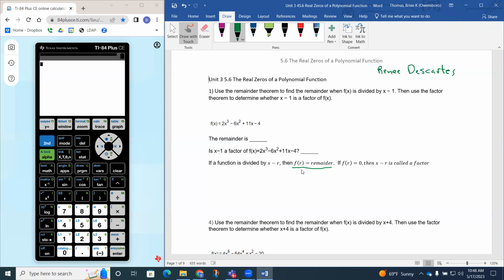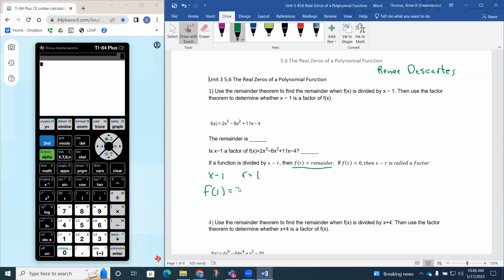So we have this cool little remainder formula, f of r equals the remainder. The catch is, if f of r is equal to 0, then x minus r is also called a factor. So this is the remainder theorem, and this is described as the factor theorem. If I want to find the remainder of this, instead of using long division and actually dividing it by x minus 1, notice that r is actually going to be 1. So if we evaluate f of 1, that will tell us what the actual remainder is if I did long division.